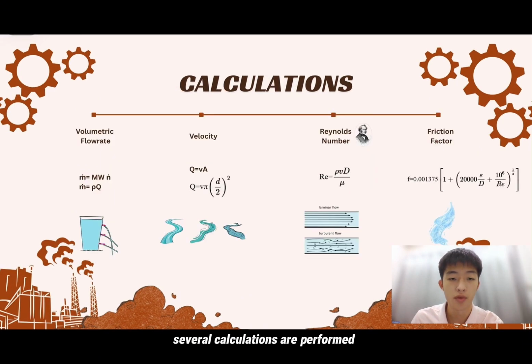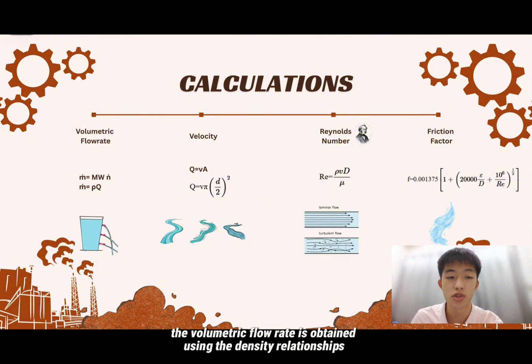Several calculations are performed to analyze the fluid flow in the pipeline. First, the mass flow rate is calculated using the molecular weight and molar flow rate. The volumetric flow rate is obtained using the density relationships. The velocity of the fluid is calculated using the pipe cross-section area. The Reynolds number is determined to identify the flow regime, which helps us obtain the friction factor for the pipeline.